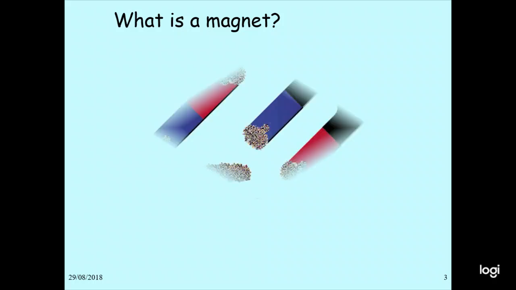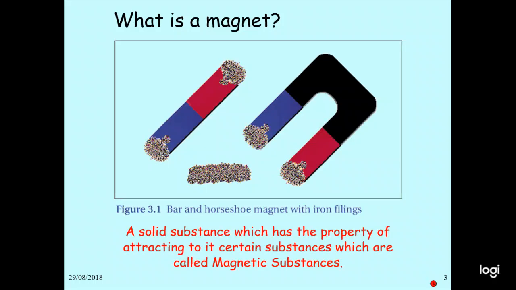What is a magnet? This is the bar magnet and the horseshoe magnet with iron filings. A magnet is a solid substance which has the property of attracting certain substances, which are called magnetic substances. So in this case, there are two magnets. If you place a magnet near iron, the magnet attracts the iron.